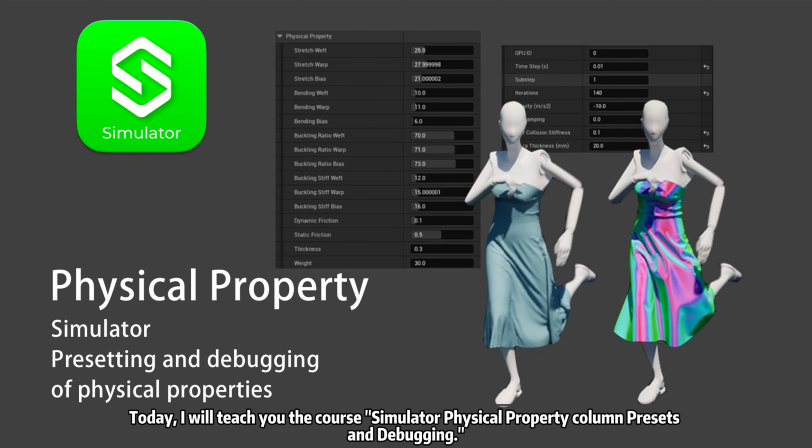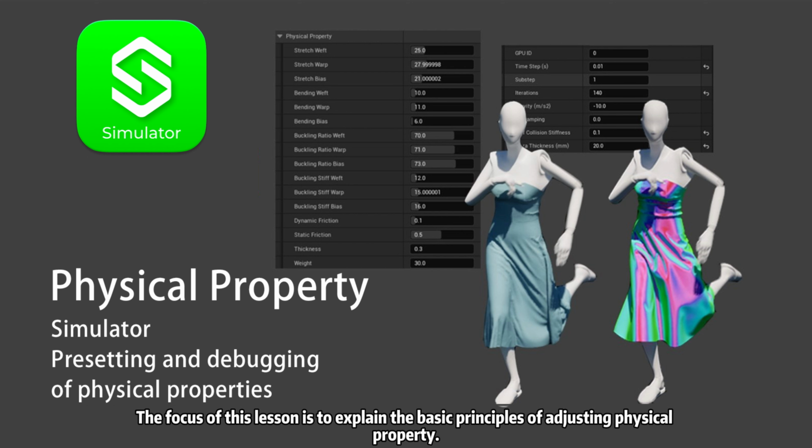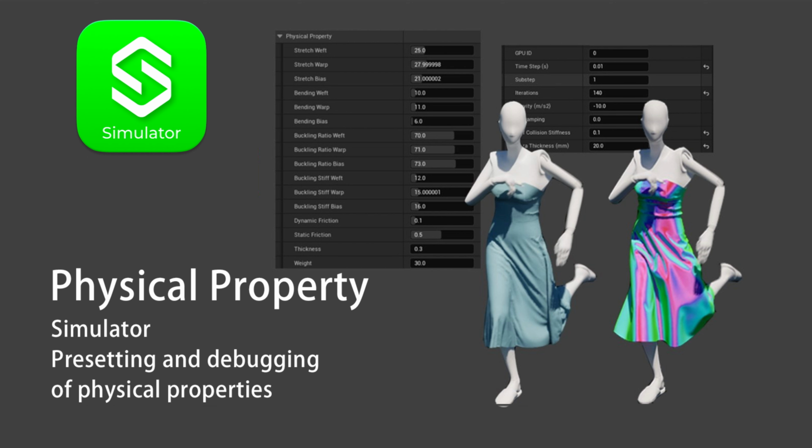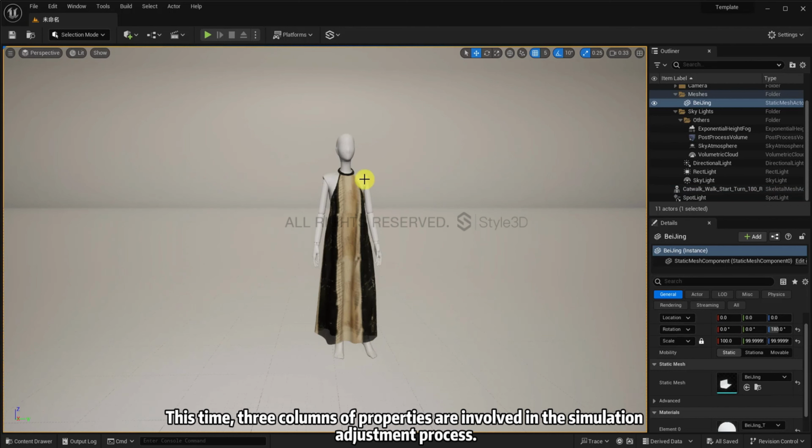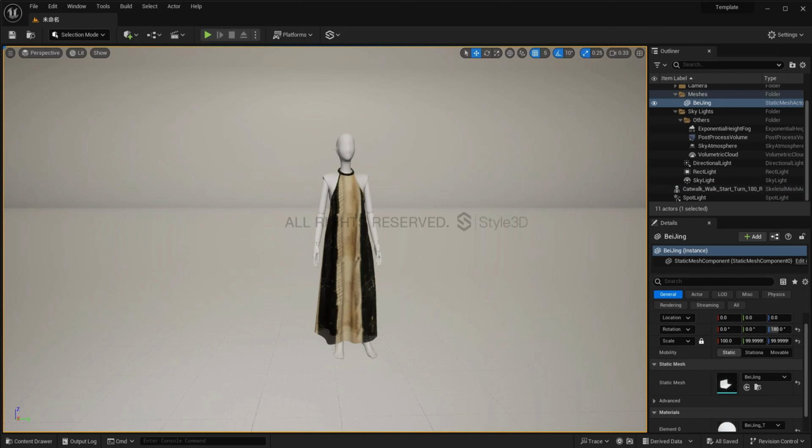Today, I will teach you the course Simulator Physical Property Column Presets and Debugging. The focus of this lesson is to explain the basic principles of adjusting physical property. This time, 3 columns of properties are involved in the simulation adjustment process.